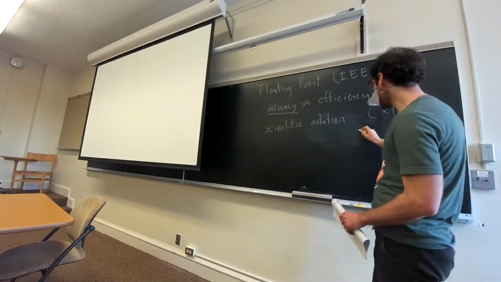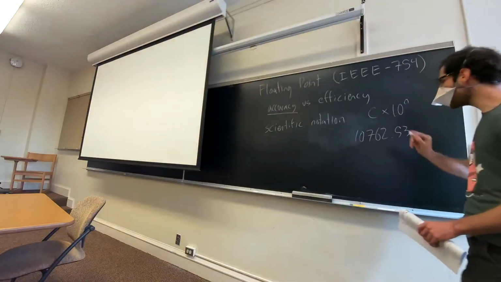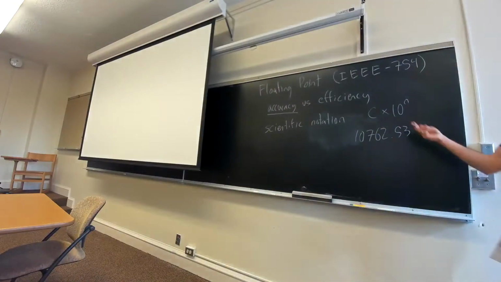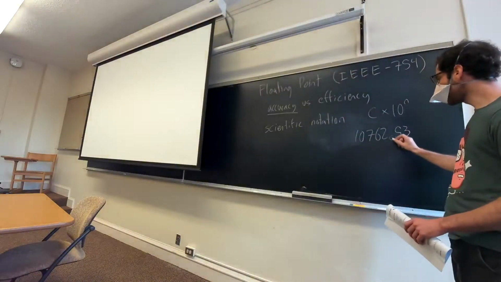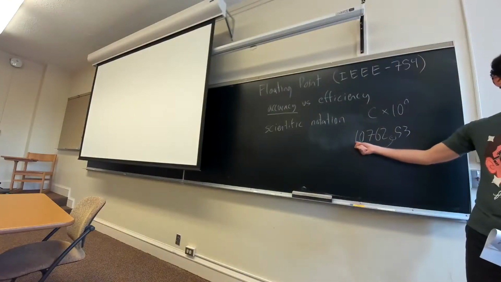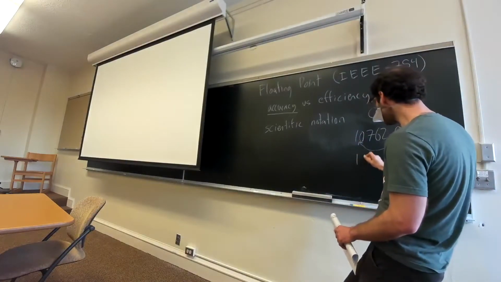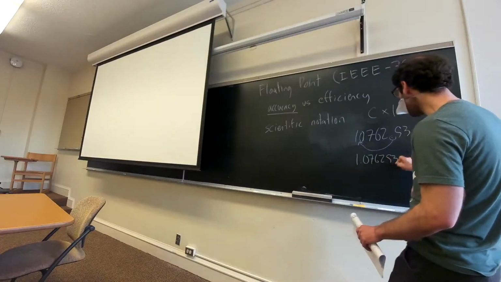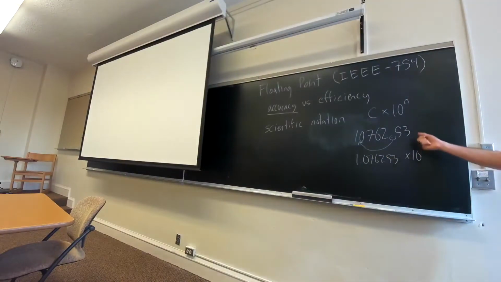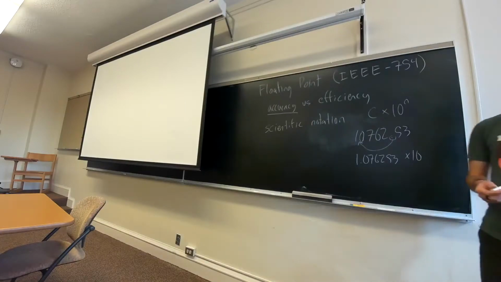So if I have 10,762.53, putting that in scientific notation, I typically move the decimal to give just one digit to the left of the decimal. I get 1.076253 times 10, and how would I know what the exponent for 10 would be in this case? How many digits you move over the decimal?